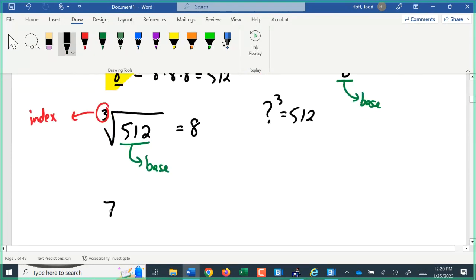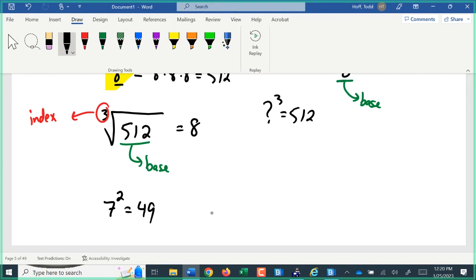If I took 7 squared, of course we all know that's 49. To reverse that, we use the square root. Now notice there is no number, no index written in here. We assume that to be the 2 that we're reversing, the squared. The square root of 49 is 7.